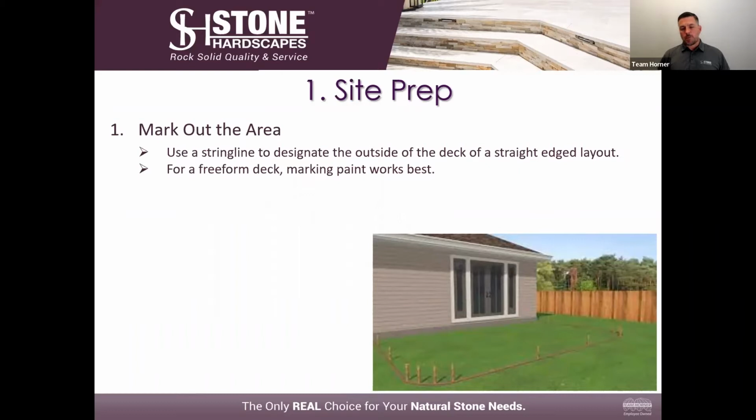If you have a geometric shaped deck, whether it's around a geometric shaped pool or standalone, then a string line works very well. The advantage of a string line is that you can set your finished elevation with that string line as well. On a free-form deck, marking paint works the best. Obviously, you're not going to be able to set your elevation with marking paint, but it's really difficult to run a radius with a string line. So really, those are your 2 ways of marking the area out.